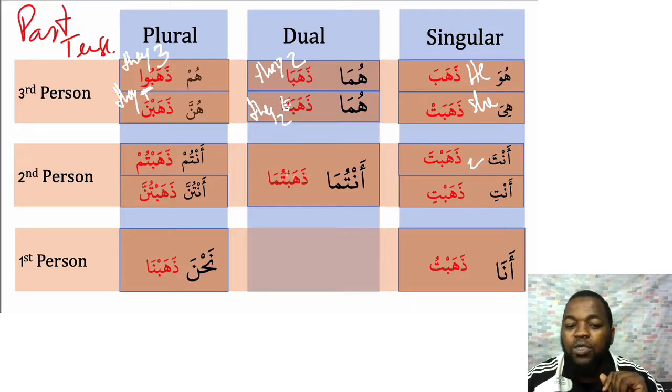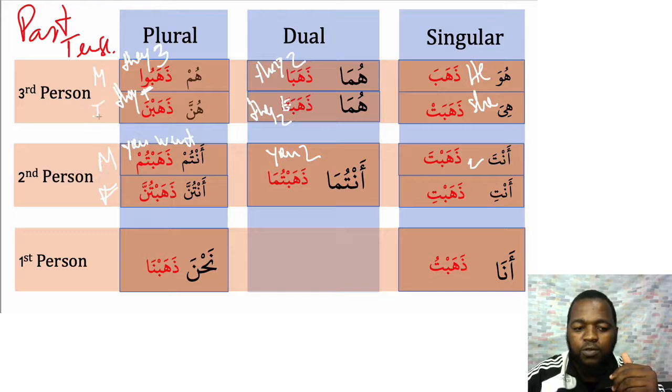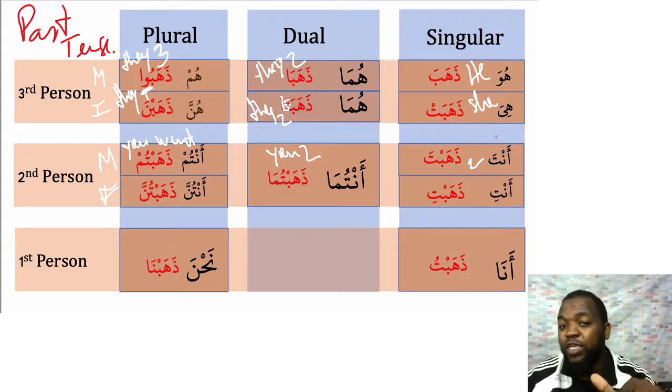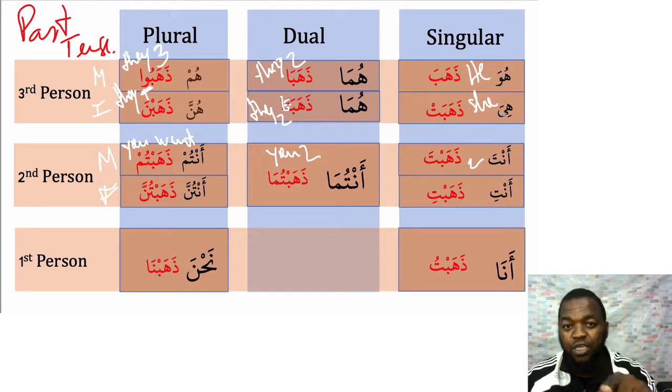Dhahabtuma means you two went. I mean, like two men or one man and one woman. Dhahabtum means you went, masculine plural. This is masculine, this is feminine. This is both, as we learned. The verb ti means you went when you are talking to a female. You went.